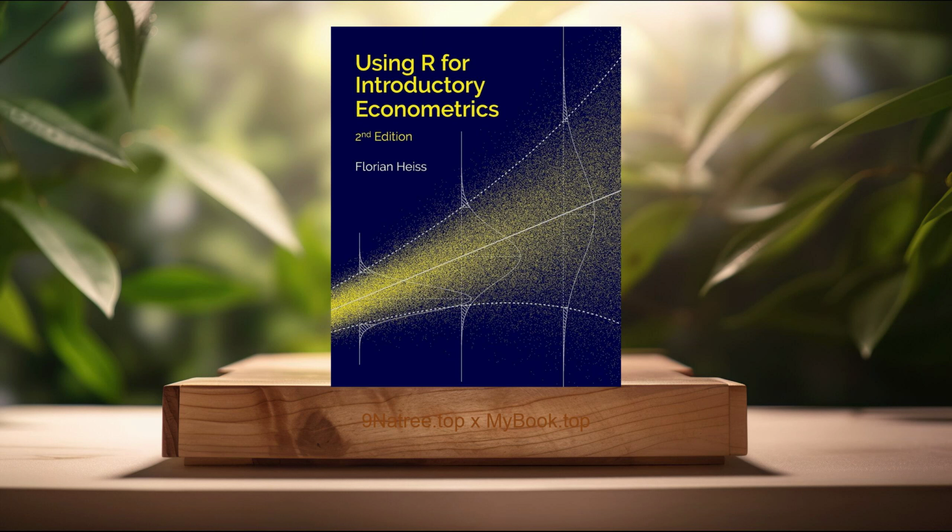It also deals with specification questions that frequently show up in homework and applied projects: omitted variables, irrelevant variables, and the consequences of choosing the wrong functional form. Readers are encouraged to reason about the direction of bias and the plausibility of assumptions, not just to apply mechanical fixes. The R-based approach helps because it becomes easy to try alternative specifications, visualize residuals, and check sensitivity.